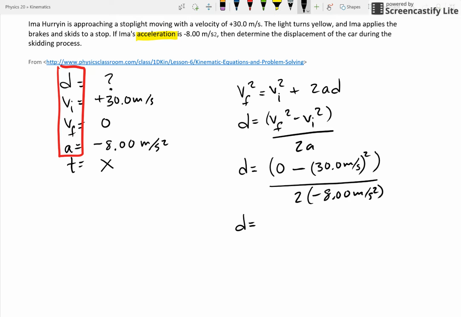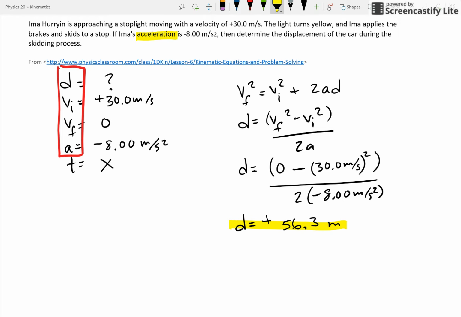So remember that 30 squared is going to have a negative value. So this works out to a negative divided by a negative, so a forward displacement, which is a positive displacement of 56.3 meters. And we want to show that in 3 significant digits. So there's our final answer.